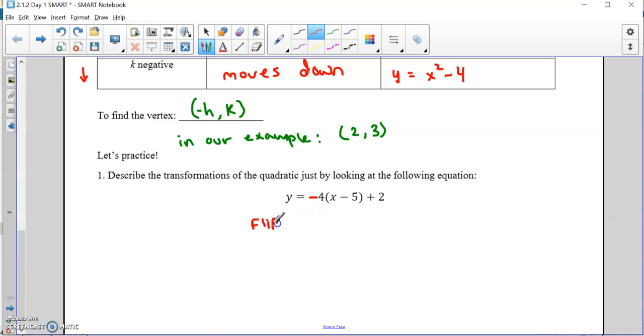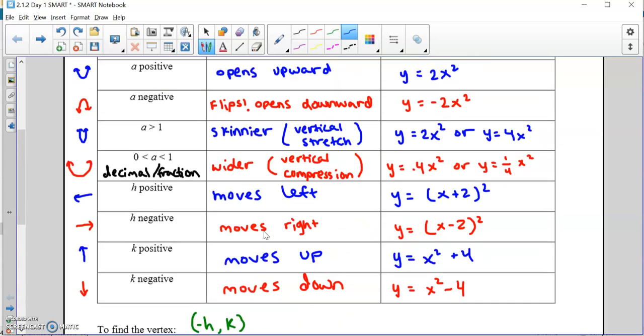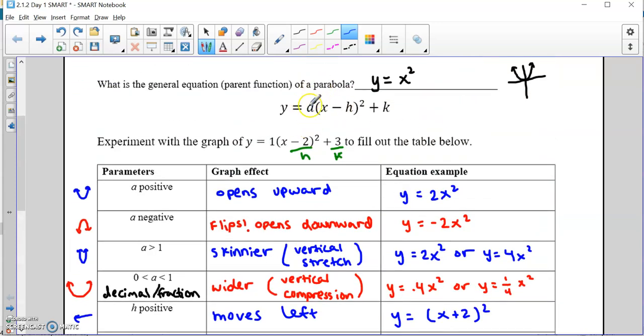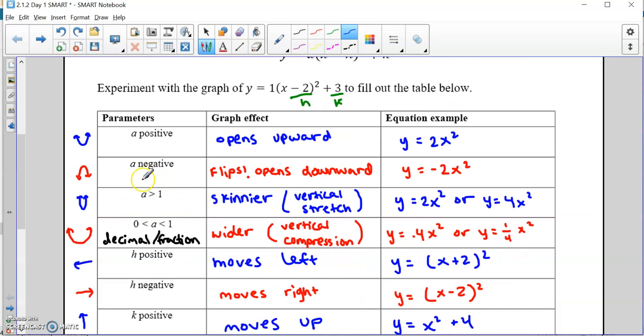Okay, so flip, open down. So that's one piece. Next, we have our actual a value. Notice how I'm handling them separately, because the negative has its own effect on the graph, and the number itself has its own effect on the graph. So that 4 is our a value. It's a number that's bigger than 1, so that means it's going to be skinnier. It's going to be vertically stretched.